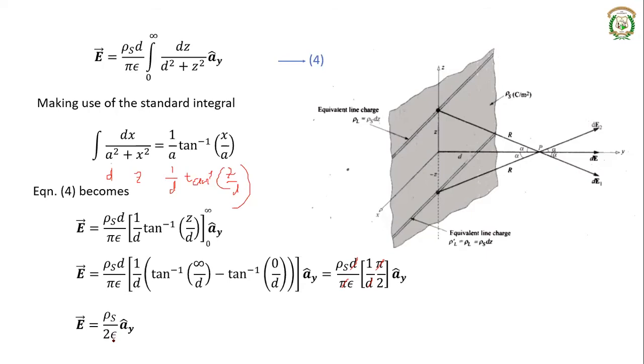Here epsilon is the permittivity of the medium. If you consider free space, then this term will be epsilon naught. Okay, rho s divided by 2 epsilon naught into ay cap. The unit for electric field intensity is again volts per meter, right?